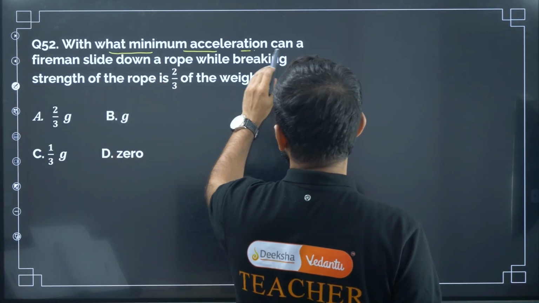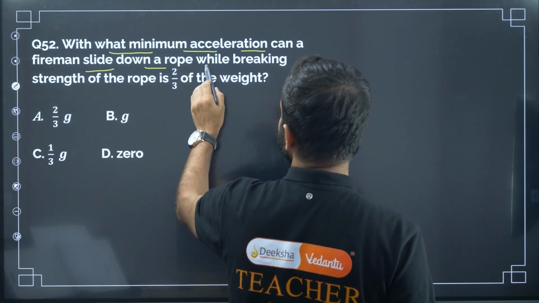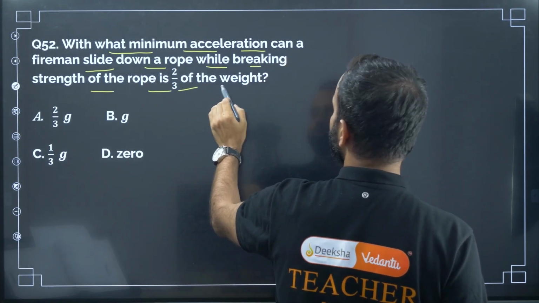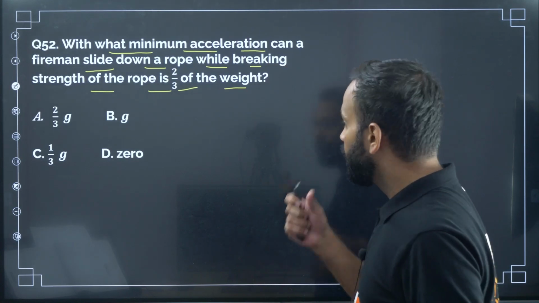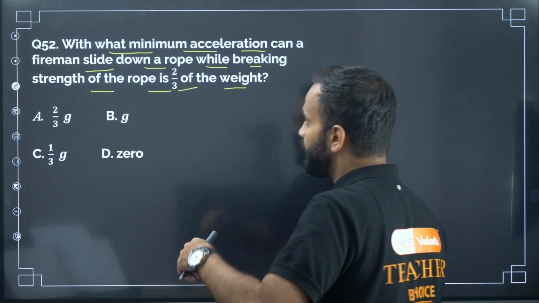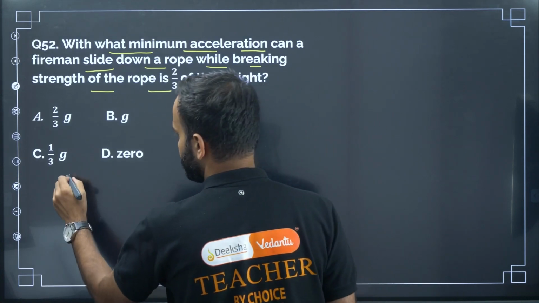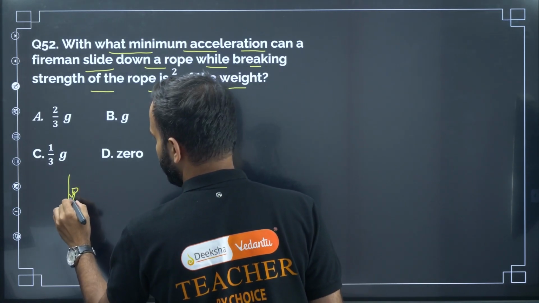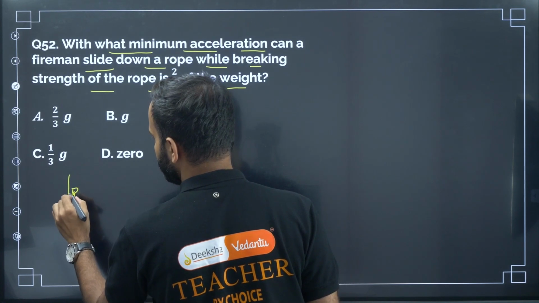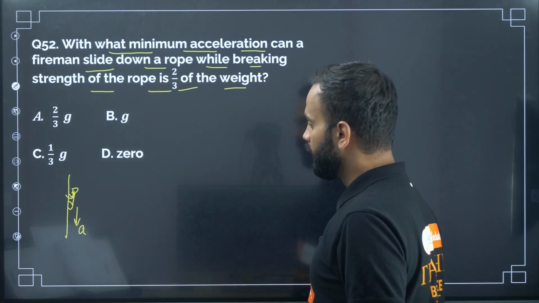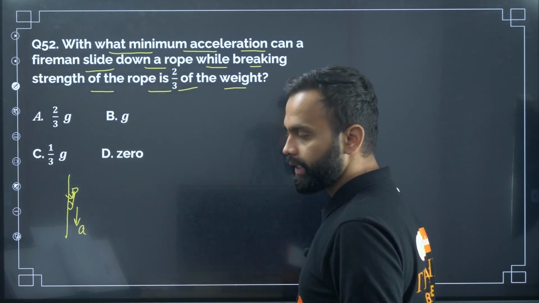With what minimum acceleration can a fireman slide down the rope while the breaking strength of the rope is 2 by 3 of his weight. Okay. So he is sliding down, right? This is the rope. So the fireman is sliding down with the acceleration A. So we need to find A, right?